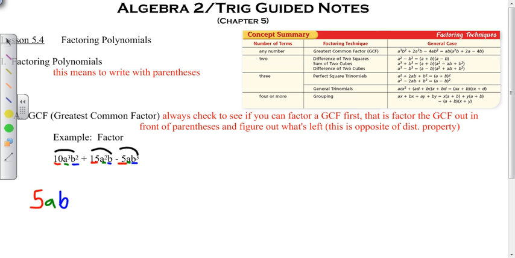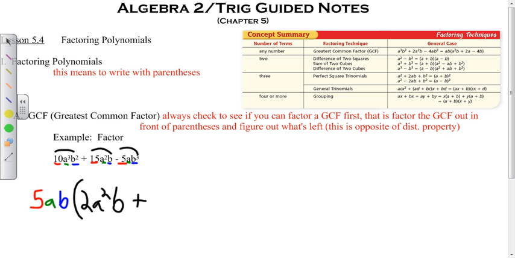And when we do that, we pull 5ab out of this first term. That would leave us with 5 out of 10 makes 2 left. A out of a cubed leaves a squared, and b out of b squared leaves a b.